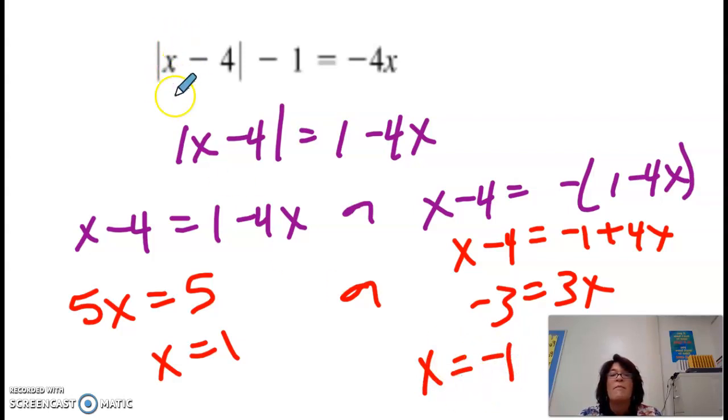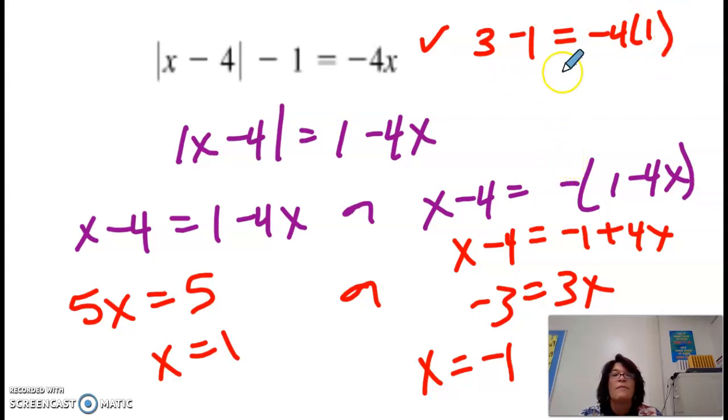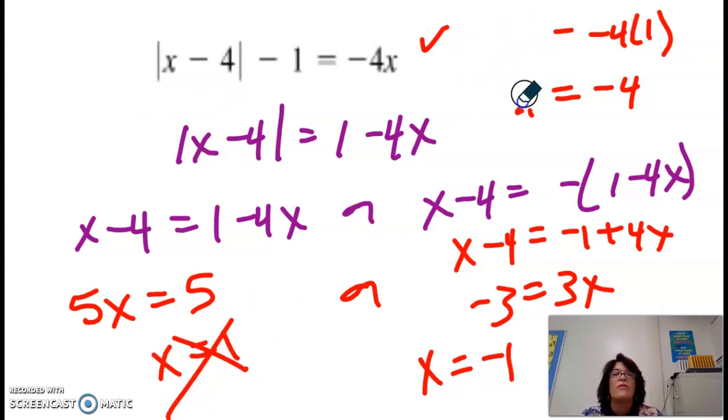When I put 1 in, way back here to the original, 1 minus 4 is negative 3. Absolute value of negative 3 is 3. And I have to put 1 in for this x as well. So I have 3 minus 1 is 2 equals negative 4. Yeah, no, not in my world. So, sorry, 1. You tried to trick me, but it didn't work. Nope, not today.